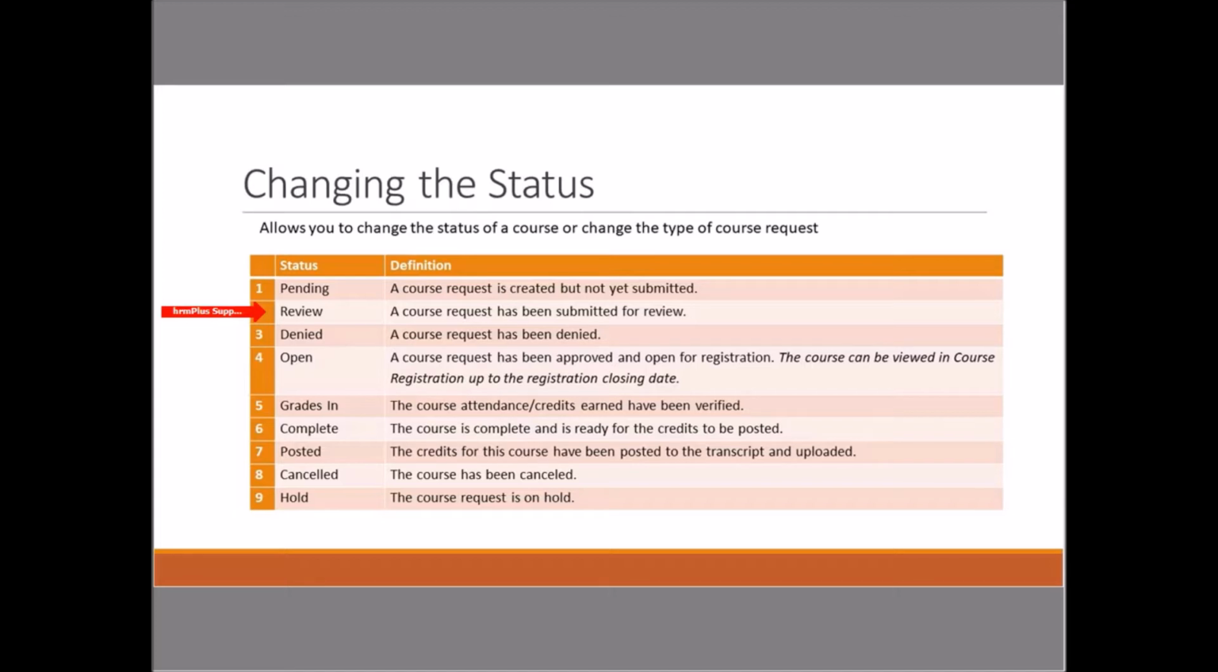And it stays in review until it's looked at by someone who has the role of PD manager, and they get a couple of choices. They can either approve that course, and the status changes to open, which means it's approved and open for registration, and now it's viewable under the course registration screen up until the registration closing date.